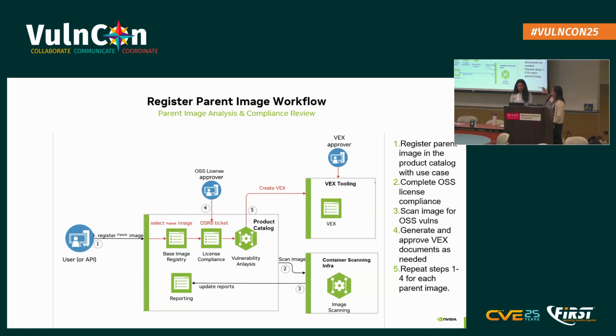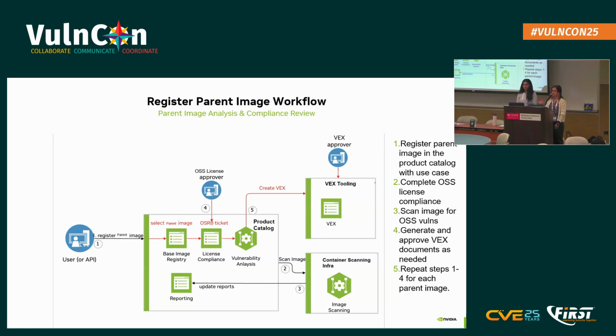Those reports will generate license reports and vulnerability reports. The license reports can be used to create the OSS license ticketing process, where our review board at NVIDIA will review all of the OSS licenses that are going into that product. You can also view the vulnerability reports in the product catalog, and then go into the VEX tooling to add in any analysis for the vulnerabilities and have that submitted for a review approval process as well.